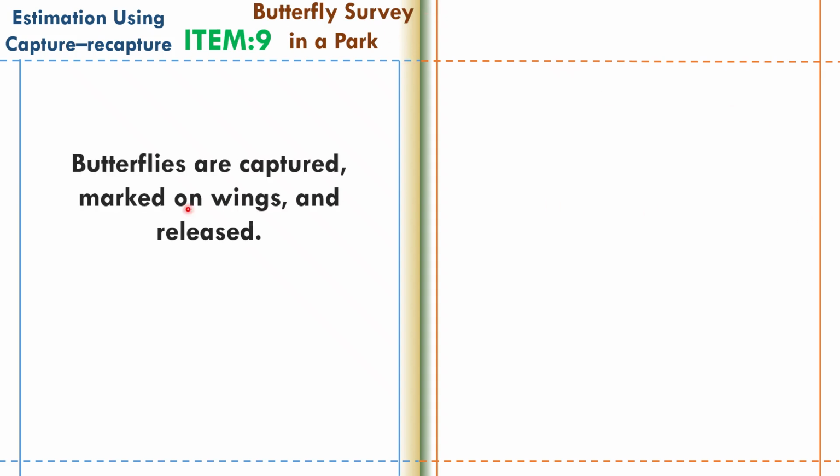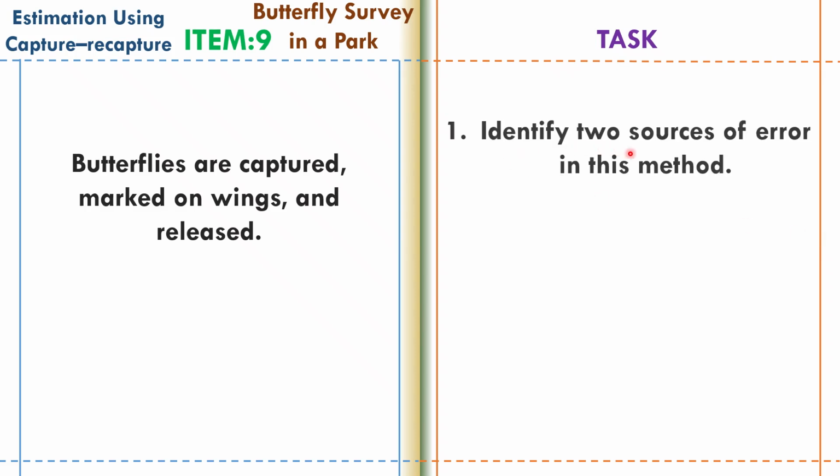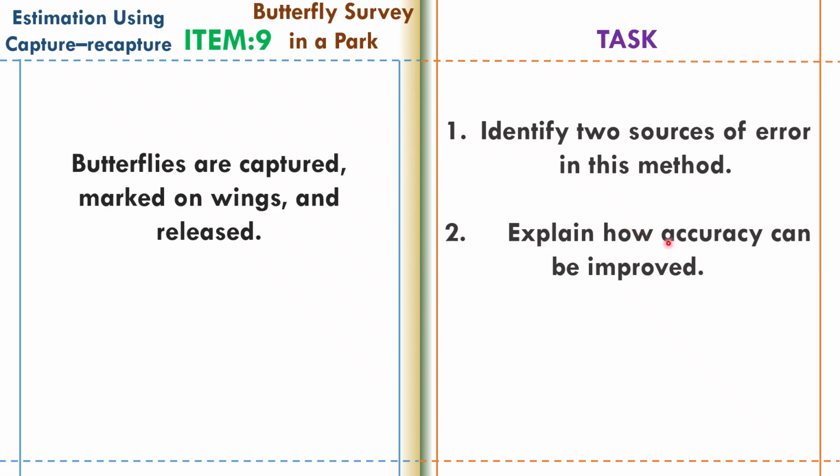Estimation using capture-recapture, item 9. We are looking at a butterfly survey in a park. Butterflies are captured, marked on wings, and released. Task: identify 2 sources of error in this method. Explain how accuracy can be improved.